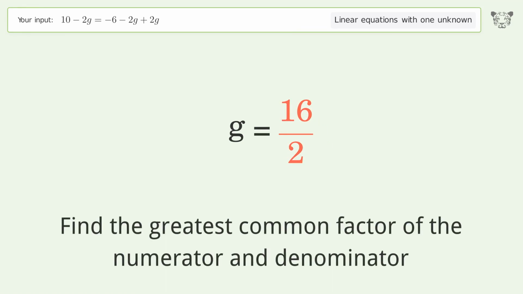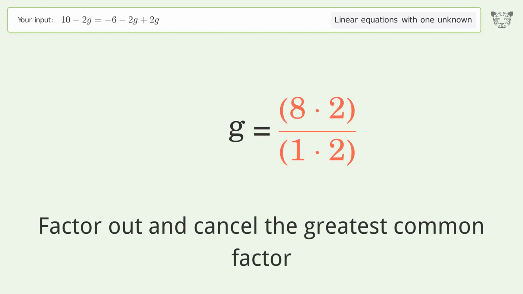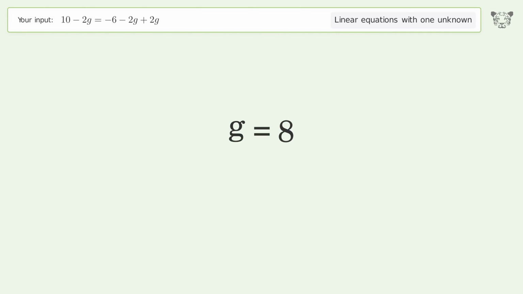Find the greatest common factor of the numerator and denominator. Factor out and cancel the greatest common factor. And so the final result is g equals 8.